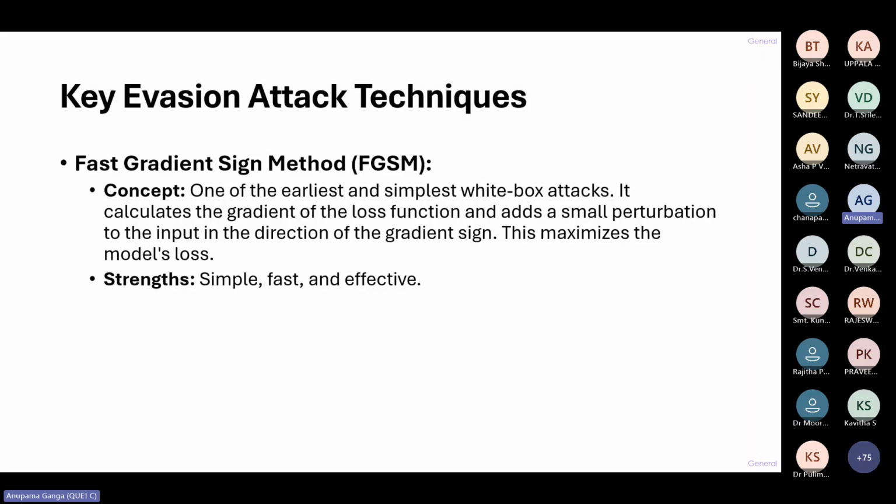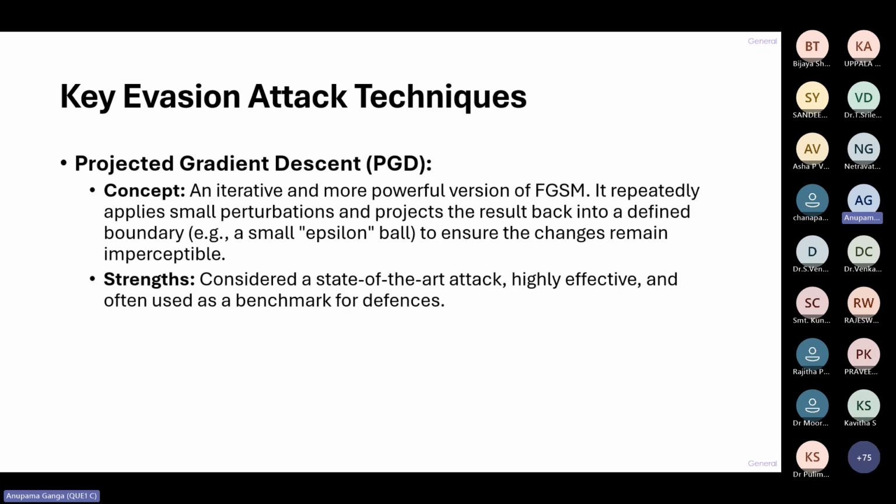Also, if our model is already trained for robustness, then it might be less effective. So basically, we'll need more advanced models in that case. That way, we'll look at the next technique, projected gradient descent.